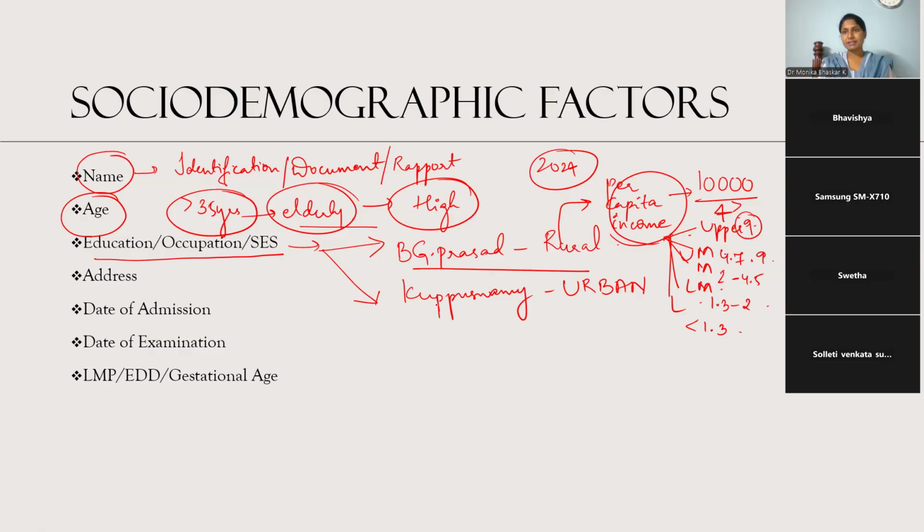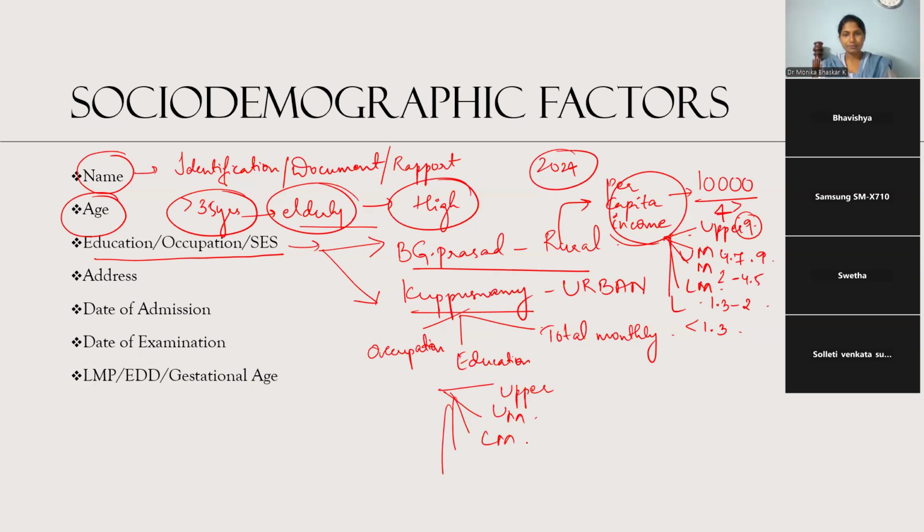Next, coming to Kuppuswami's classification. This is dependent on three parameters. The first one is the occupation of the head of the family. Next, there is the education of the head of the family and the total monthly income of the family. And these are given different scores. Again, here we have five categories: upper, upper middle, lower middle, upper lower, and lower. So these are the five categories present in Kuppuswami's classification.